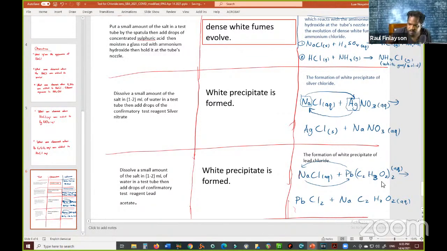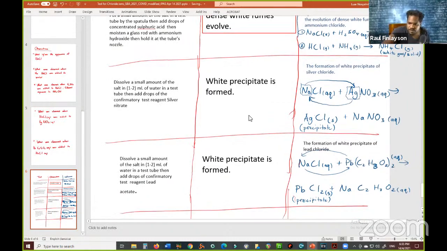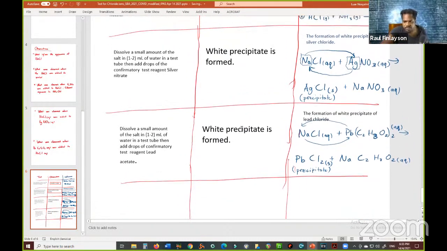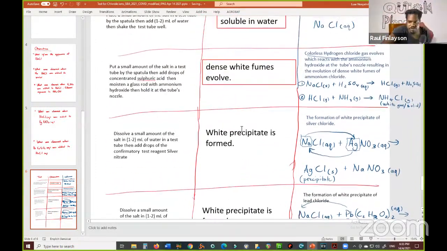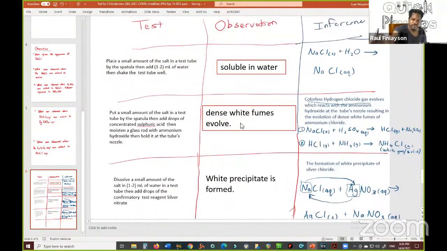Notice lead chloride is actually solid. This is what you call a precipitate, guys. That's the precipitate. And that's what you have. All right, so this is it. We're done, you know, guys. Lab done. Most of the marks you'll get here.